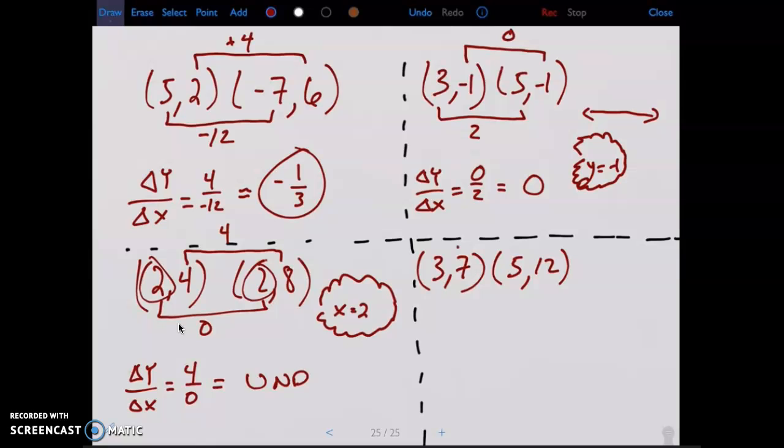Last one, I'm going from 7 to 12, and I'm going from 3 to 5. So going from 7 to 12, that's a difference of 5, positive 5. We're going up 5. And to go from 3 to 5, we're going up 2. So this is change in y over change in x equals 5 over 2.